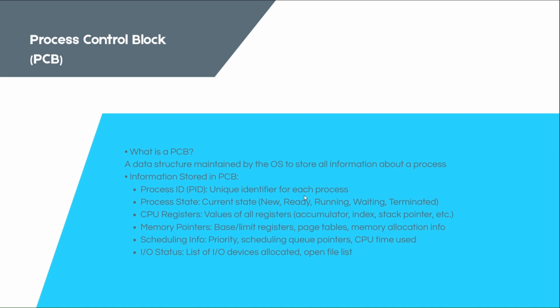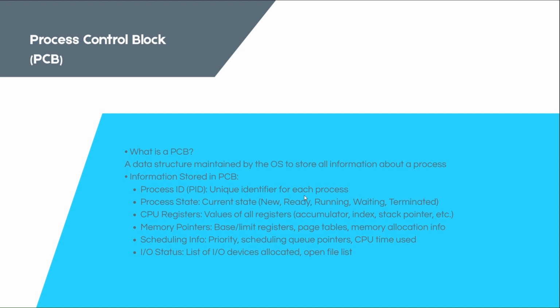Process control block, PCB. Now let's discuss one of the most important concepts related to context switching, the process control block, commonly called the PCB. The PCB is basically a data structure maintained by the operating system. You can think of it as an identity card or record file of a process. Just like every student in a college has a file containing details such as roll number, name, department, attendance, and marks, every process has a PCB containing all the information required by the operating system.